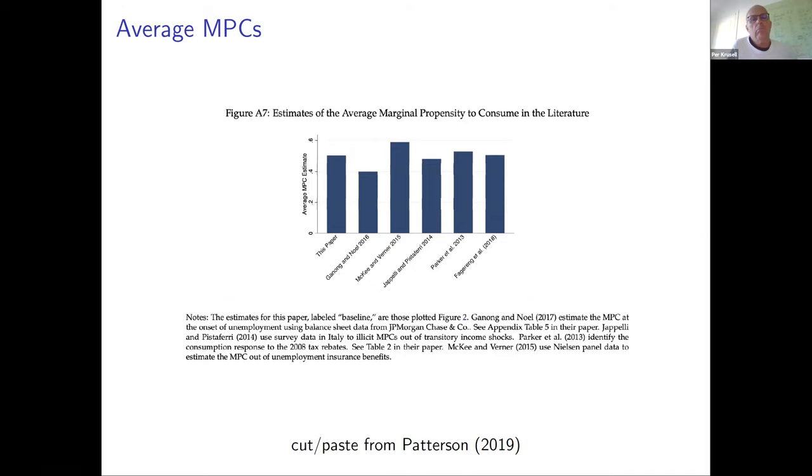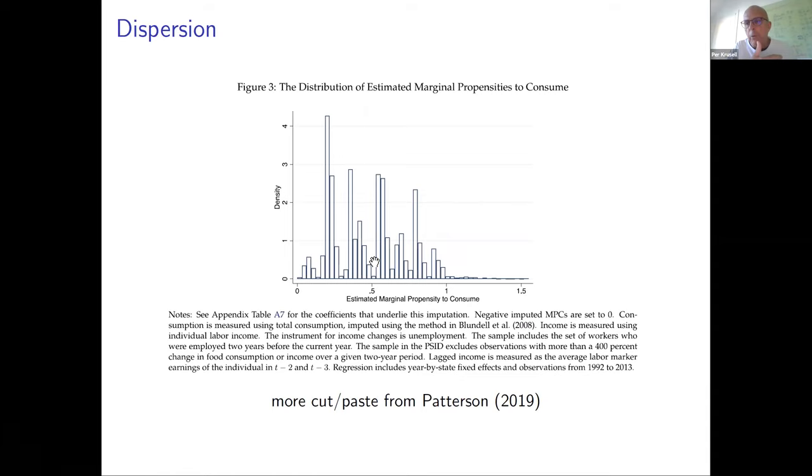This is just showing in a bunch of papers that try as well as they can to identify MPCs. The average MPCs people find are not R minus delta, they are like 40%. You see, it's not like any of them are down even at 0.3. They're all very high, okay? This second graph is showing the dispersion of MPCs also. The x-axis has MPCs, and it's a histogram with each bar representing a different type of group. So you see enormous dispersion, and on average, it's very high.